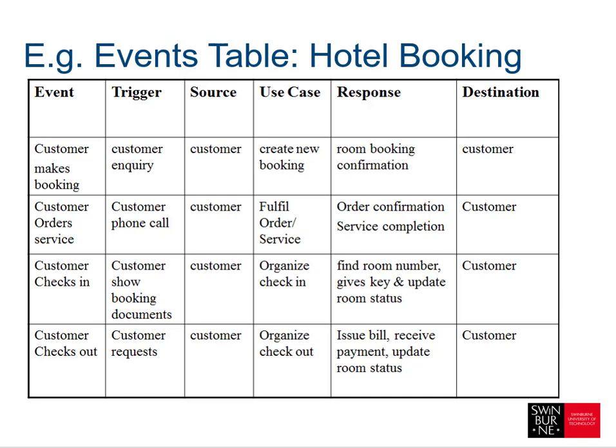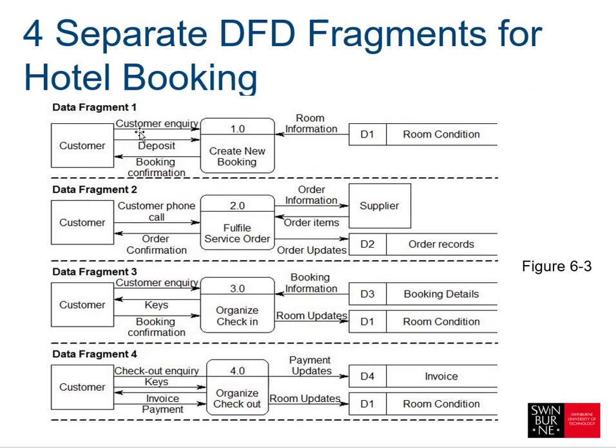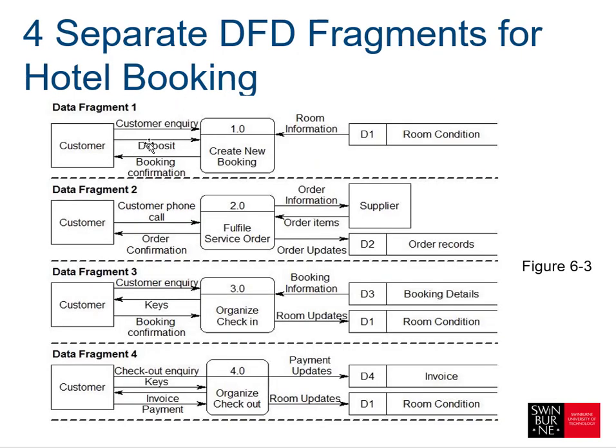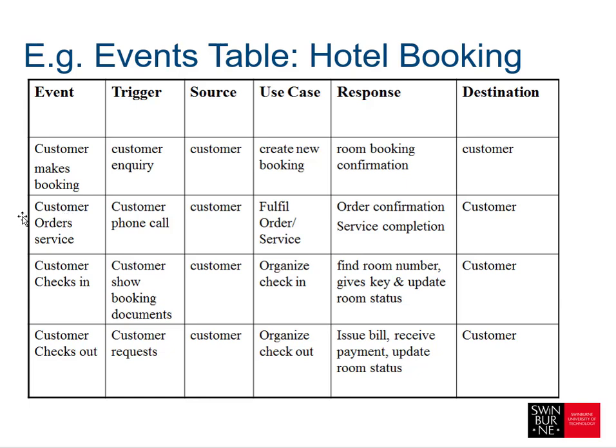So the trigger is customer inquiry. So we have the trigger, we have the response, and also we have another deposit, right? Because I haven't shown that in the event table, it's something new. So because it is something extra, we can show a little bit more detail. And then fragment 2. Fragment 2 is actually the second record in our event table.